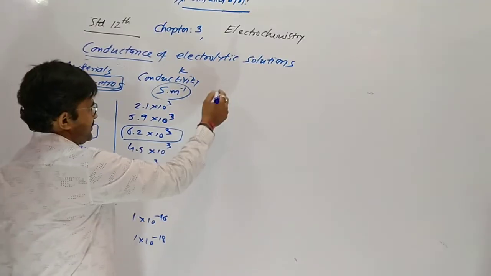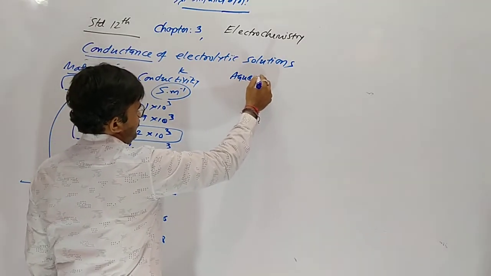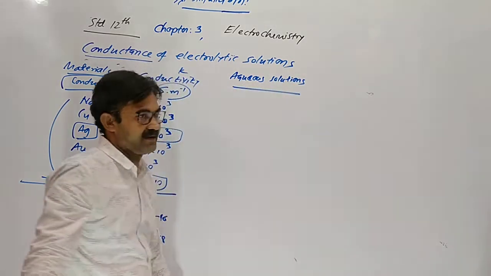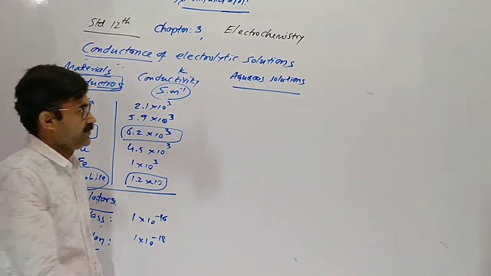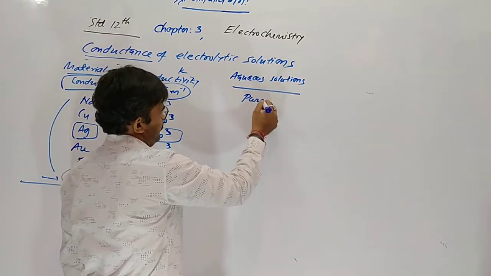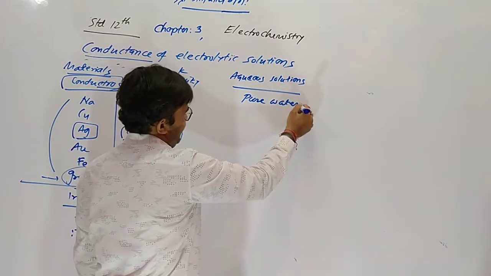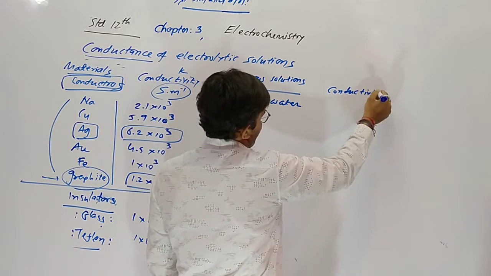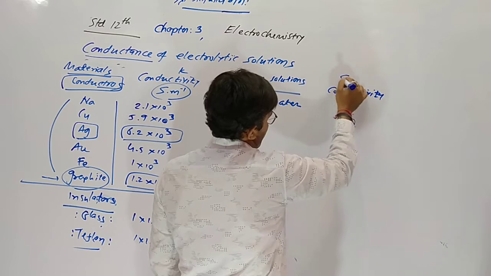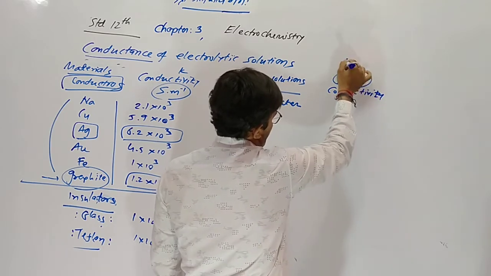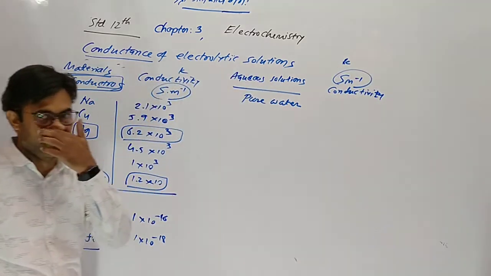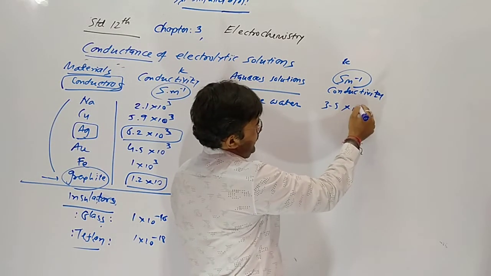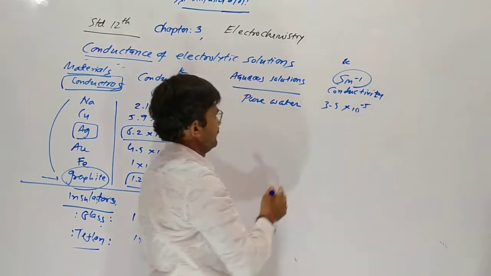Now aqueous solutions. Aqueous solutions are also conductors of electricity. Pure water is a bad conductor of electricity. Conductivity in Siemens per meter, it means also K. It is very less, 3.5 into 10 raised to minus 5.